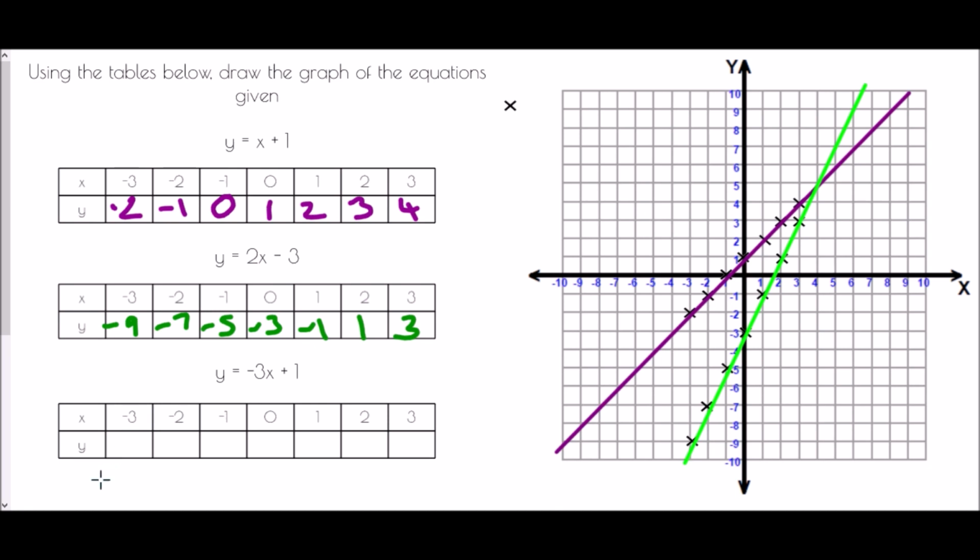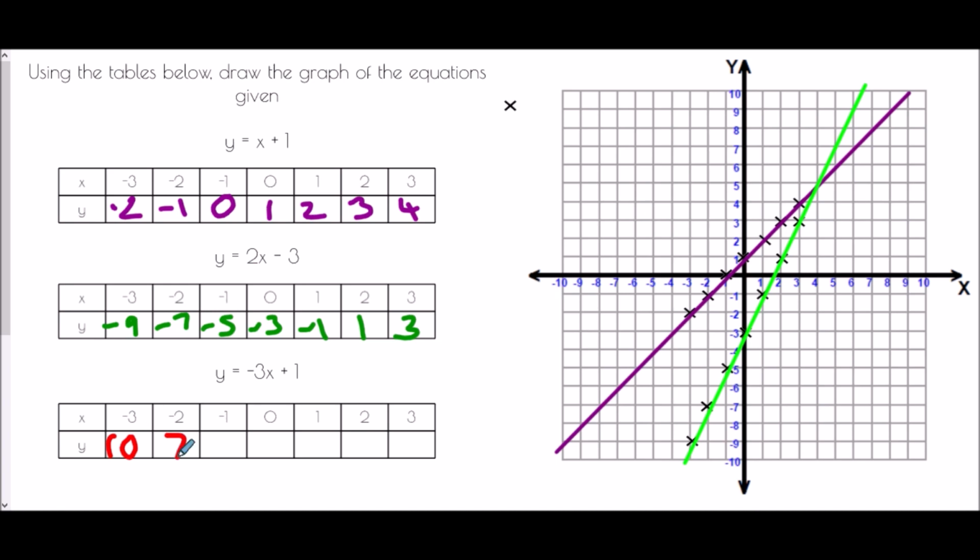And then lastly, let's have a look at y equals negative 3x plus 1. So this means all of our x values we're going to multiply by negative 3, and then we will add 1 on. So we must be careful with our negative values here. We've got negative 3 times negative 3. That is 9. So 9 plus 1 is 10. Negative 2 times negative 3 is 6 plus 1 is 7.